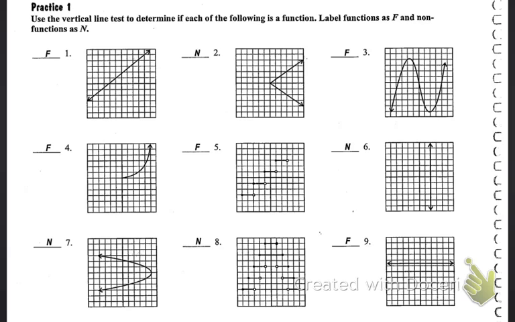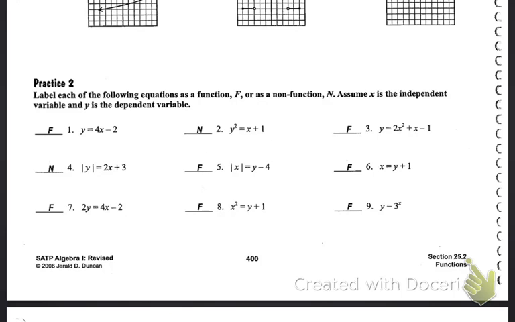Let's move down to practice 2. Give them a try. Press pause. When you're ready to continue, press play. Check your answers. Number 2 is not a function. It is a quadratic equation, but your y is squared. Number 4 is an absolute value equation, but your y is an absolute value. If you missed a problem, go back and look at your notes again. This is everything that we completed with our functions.